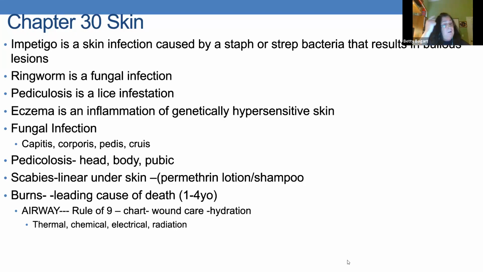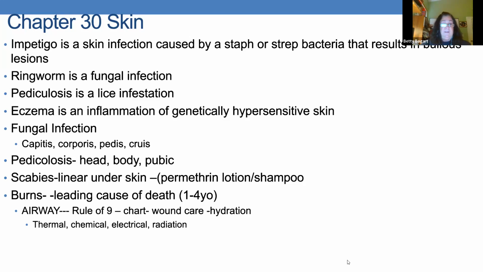Pediculosis is another name for head lice. And of course, we'll treat that with a lice shampoo. Eczema is an inflammation or hypersensitive skin. You'll see some children have these little patches and these itchies, again, requiring some sort of topical. Fungal infections: capitis, sometimes you see those in the head, and sometimes you see the white flaking; the corporis, the pedis, the cruris. These are other names for fungal infections.